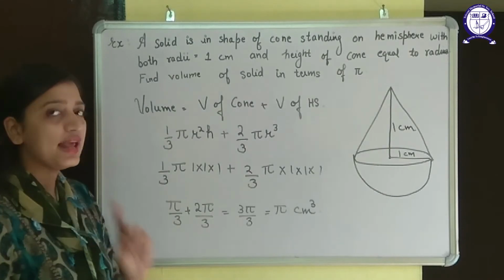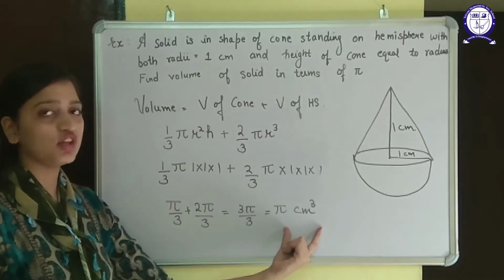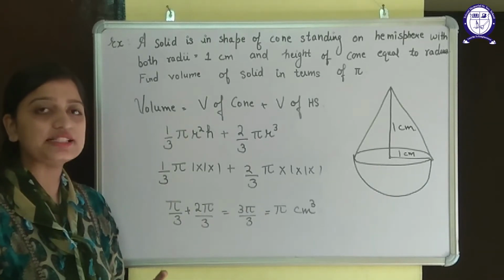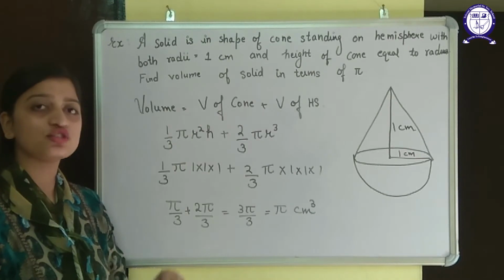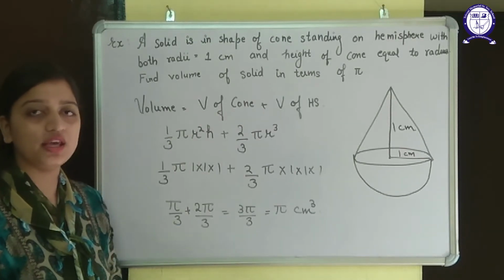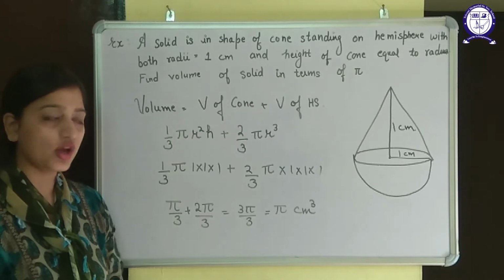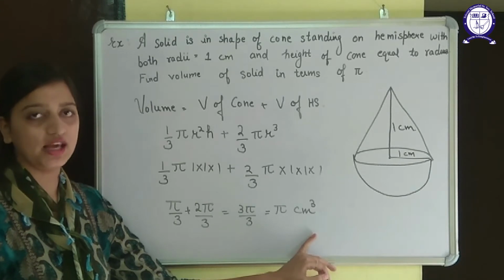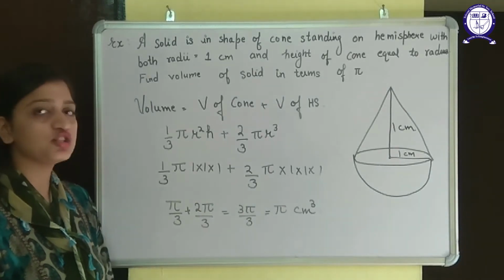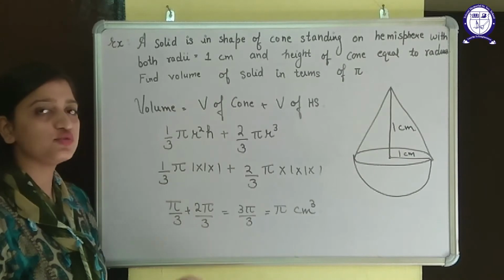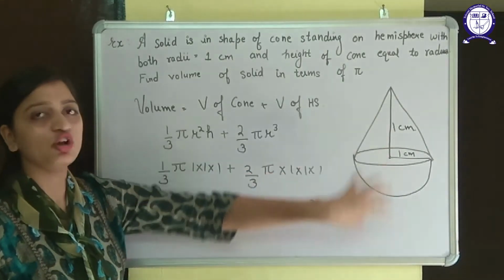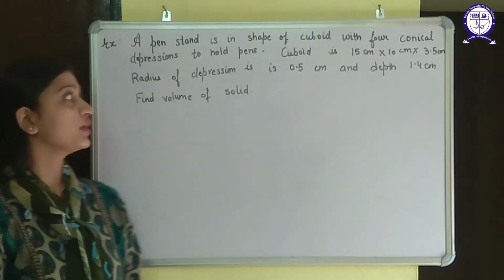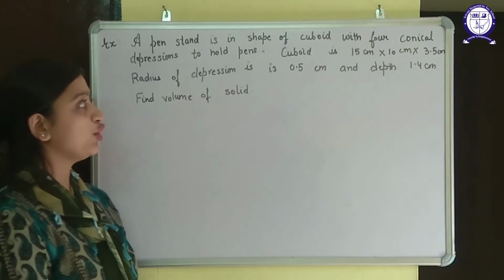Okay. Now never forget to write the unit of the question. Since the question is of volume, so my answer will be in centimeter cube. If the question was of surface area, then my answer will be in centimeter square. Okay. This is mandatory to write the units in the question of areas and volume. Okay, this was the first question of this exercise, and it was very easy, that just adding the volume of both the figures.